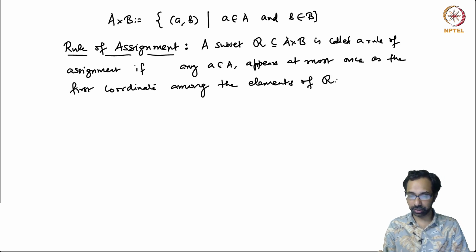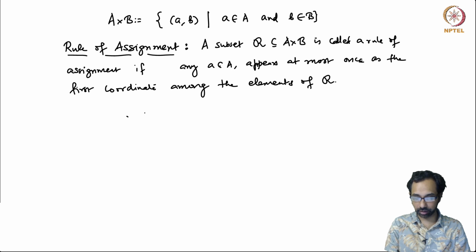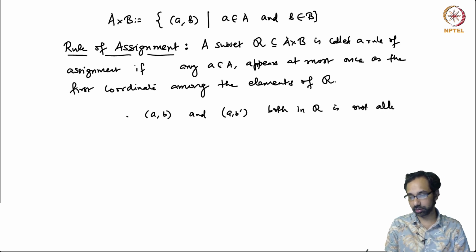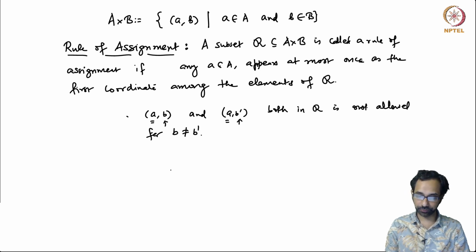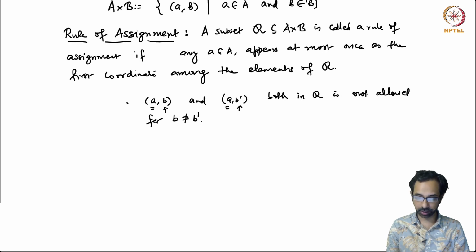Okay, so it means that you cannot have (a, b) and (a, b prime) both in R for b not equal to b prime. So if you have a in the first coordinate, you cannot have two different elements b and b prime in the second coordinate. So this is a rule of assignment, and now some terminology associated with this.